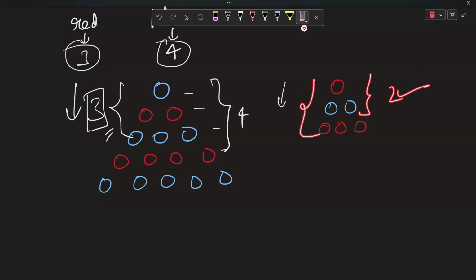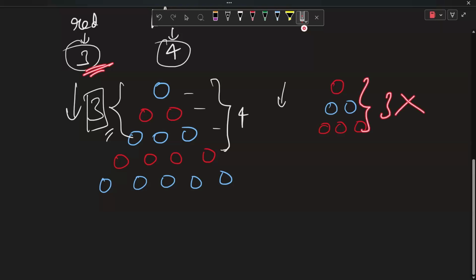Now you try to make a height of 3, you would require 4 red balls and 2 blue balls, but you only have 3 red balls. So you don't have 4 red balls. You cannot make a height of 3 with this. So the maximum height you can make in this case is just 2.